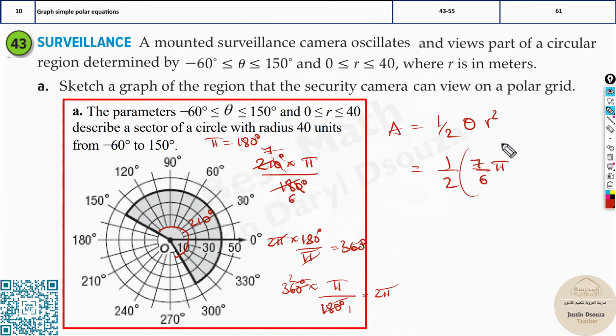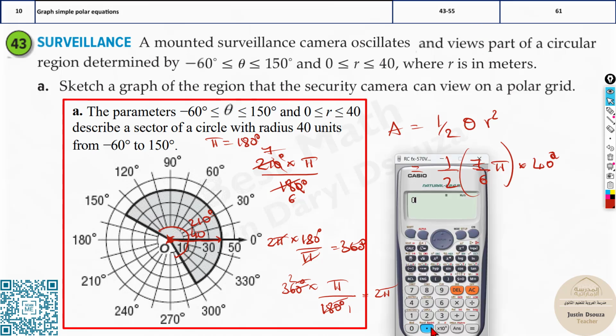So this is the theta. What about our radius? How much is the radius? It starts from the polar pole over here, that's the 0, the origin, till 40, so it's a full 40. So we just multiply by 40 squared. This is squared, not degrees. So you just put that in the calculator and there you go. That will be the answer for the area.